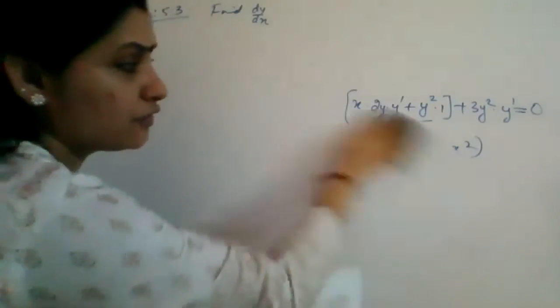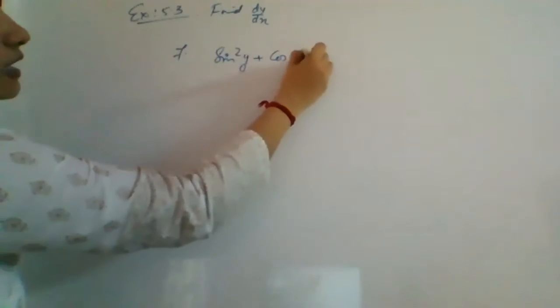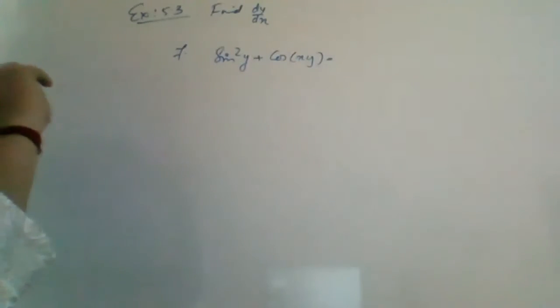So if you have missed any one y dash, no, your answer will go wrong. Okay. Any of the terms, if you miss that y dash, you will not get the answer. Seventh one, sine square y plus cos of xy is equal to pi.